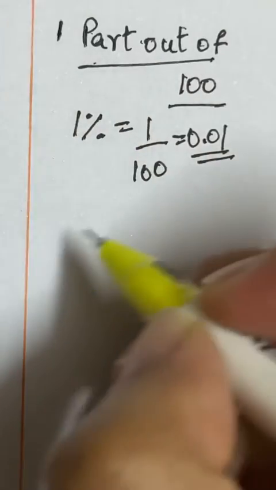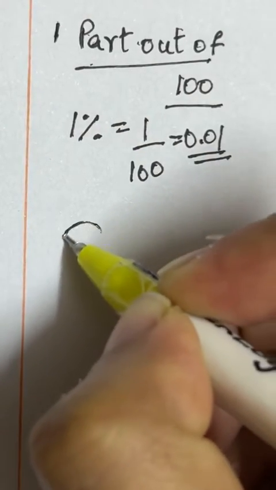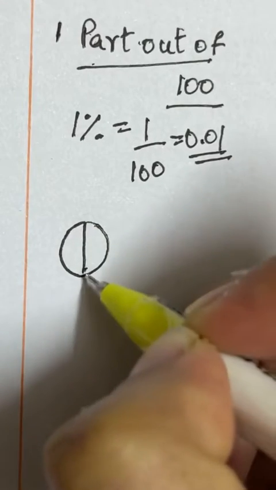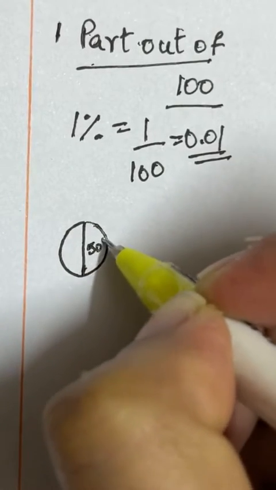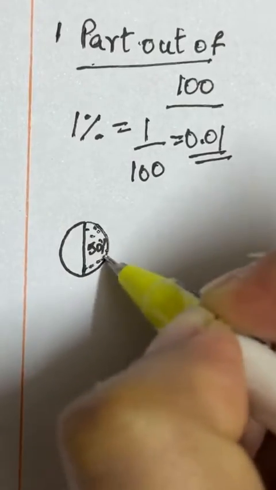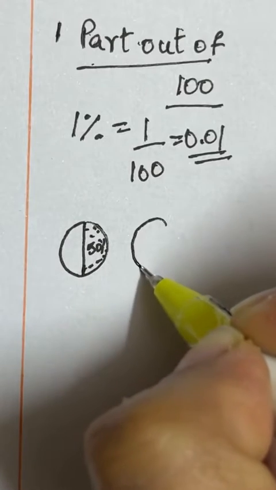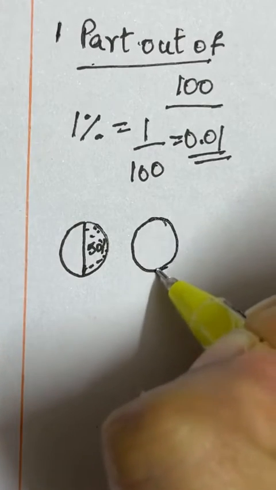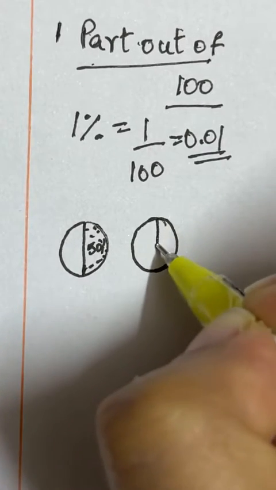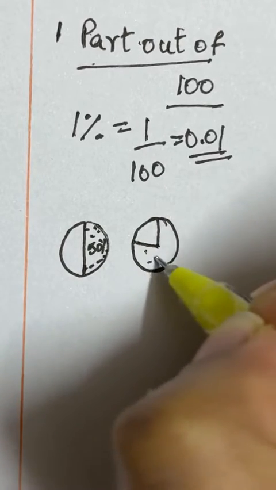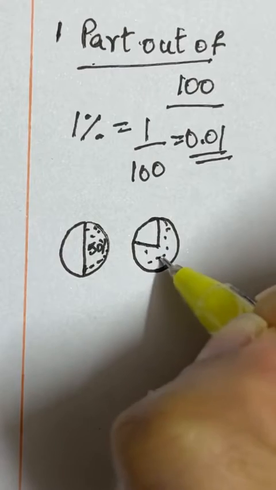Okay, this is considered as 50%. When you have, let's draw a circle, it's divided into, this is 50%, the half of the part. Now if you want to show 80%, it will be just more than 75. This part is 80%.